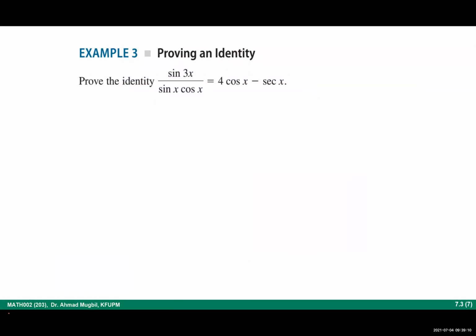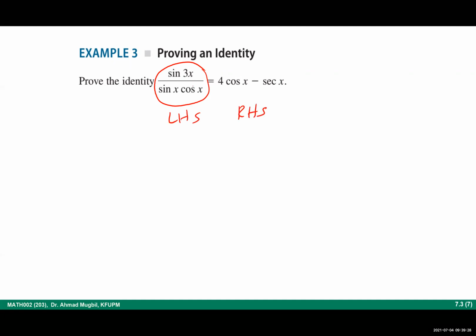Okay, now another way, shabab, or another application for these identities is to prove identities. For the double angle formula, you can use them to prove other identities. Now, how to prove that the left hand side equals the right hand side? You should start with one, the left one or the right one. You should start with the one that is complicated. You can do something about it.